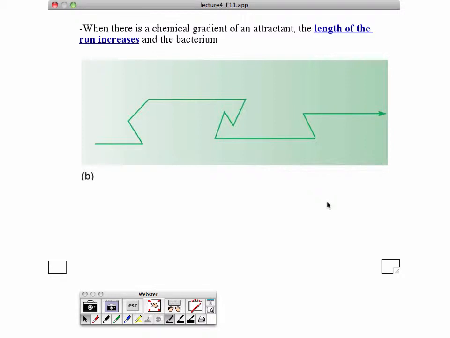So who has questions about the way that flagella coordinate the motion of a motile bacterium? Of course, remember that not all bacteria are motile, right? Not all of them actually have flagella. Only some of them do. Good? Solid?